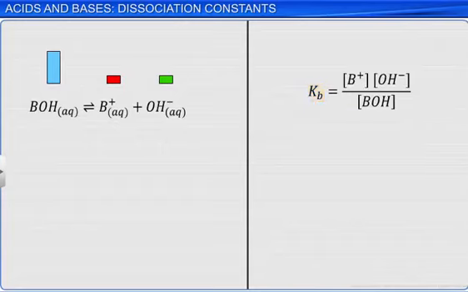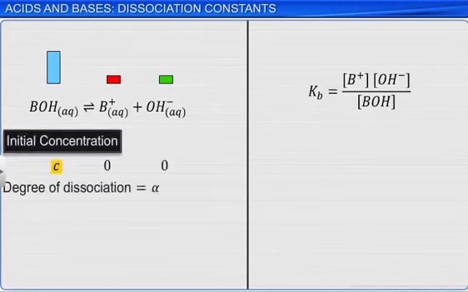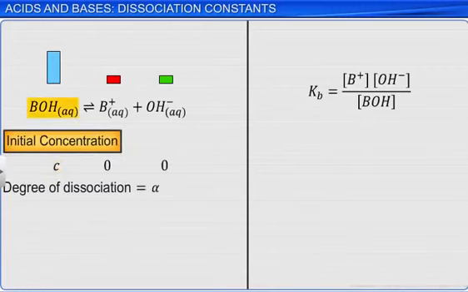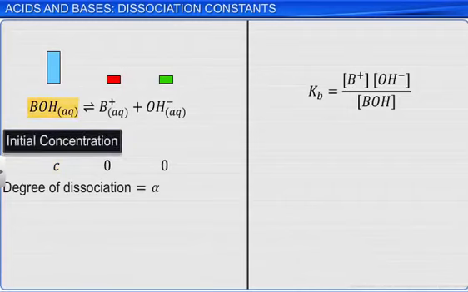The Kb for this equilibrium can be expressed as Kb is equal to the product of concentration of B plus and OH minus ions divided by concentration of BOH. The degree of ionization for a weak base can also be derived in the same way as for weak acids. Let C moles per liter be the initial concentration of weak base BOH, and let alpha be its degree of dissociation.